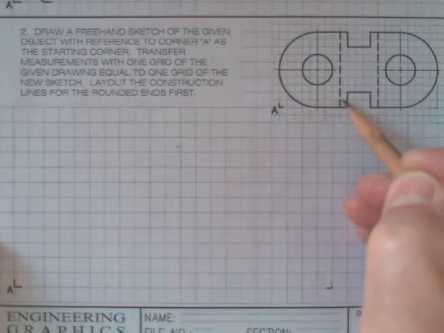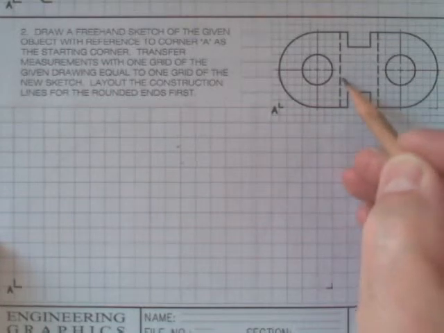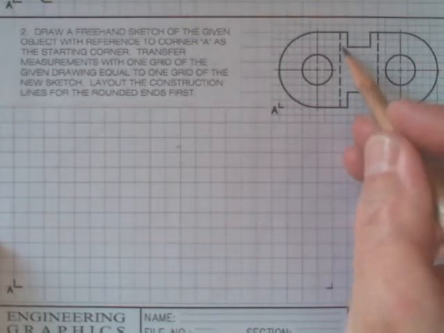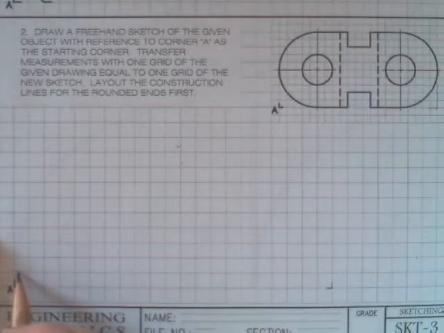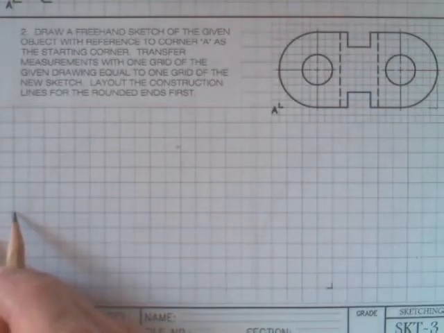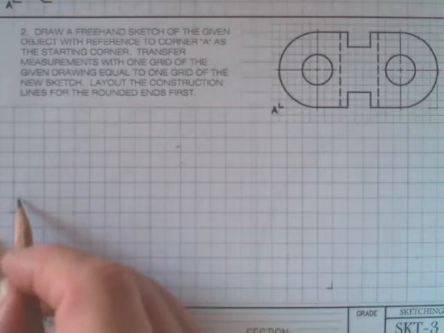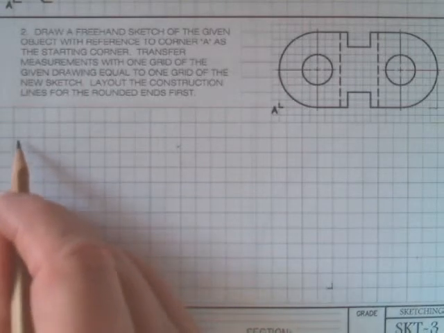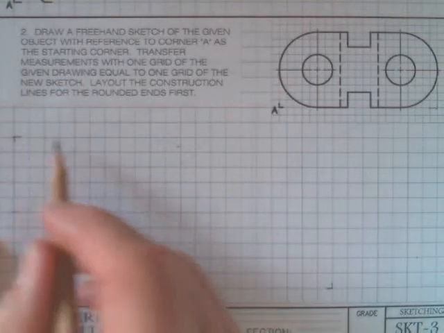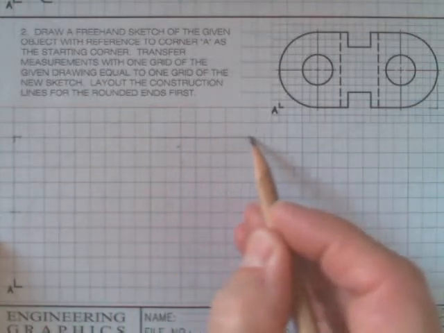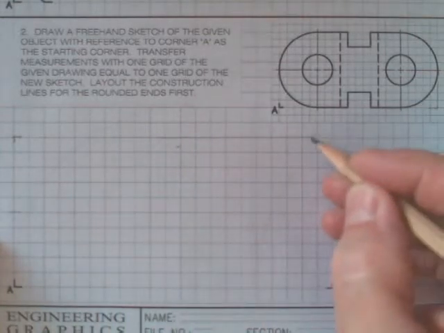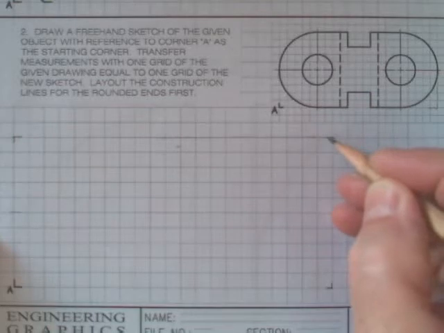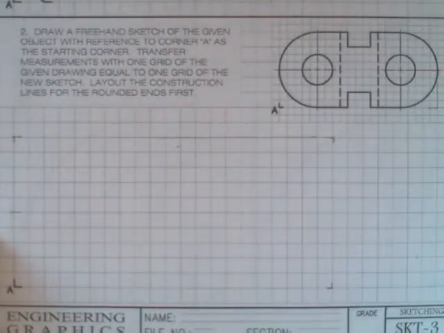The height, 1, 2, 3, 4, 5, 6, 7, 8, 9, 10. 1, 2, 3, 4, 5. I'll make a little mark there. 6, 7, 8, 9, 10. So with that, I have lightly drawn where the object is going to go.